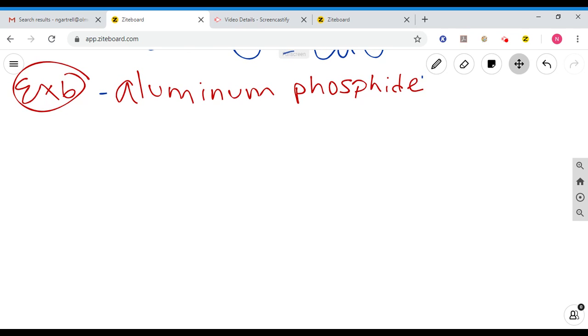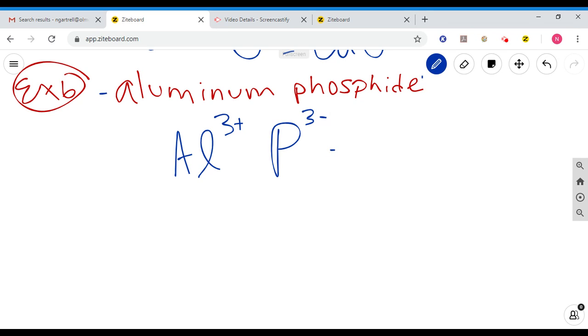All right, next we have aluminum phosphide. Aluminum is Al. Okay, find it on the table. It has how many valence electrons? Has 3. Phosphide has 5, so it needs 3. So we're going to write this as AlP. Drop the charges and smush them together.